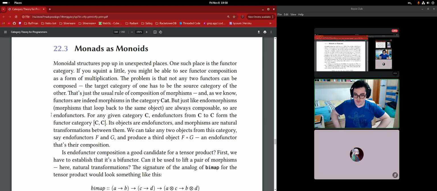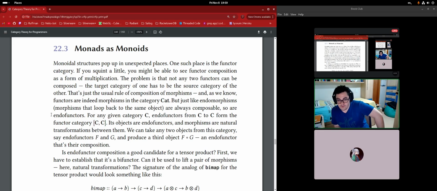Monoidal structures pop up in unexpected places. We know that. If you squint a little, you'll be able to see functor composition as a form of multiplication. The problem is that not any two functors can be composed. The target category of one has to be the source category of the other. That's just the usual rule of composition of morphisms, and as we know, functors are morphisms in the category Cat. Makes sense. But just like endomorphisms are always composable, and we've seen this before, right? That's why we can do the t-square.